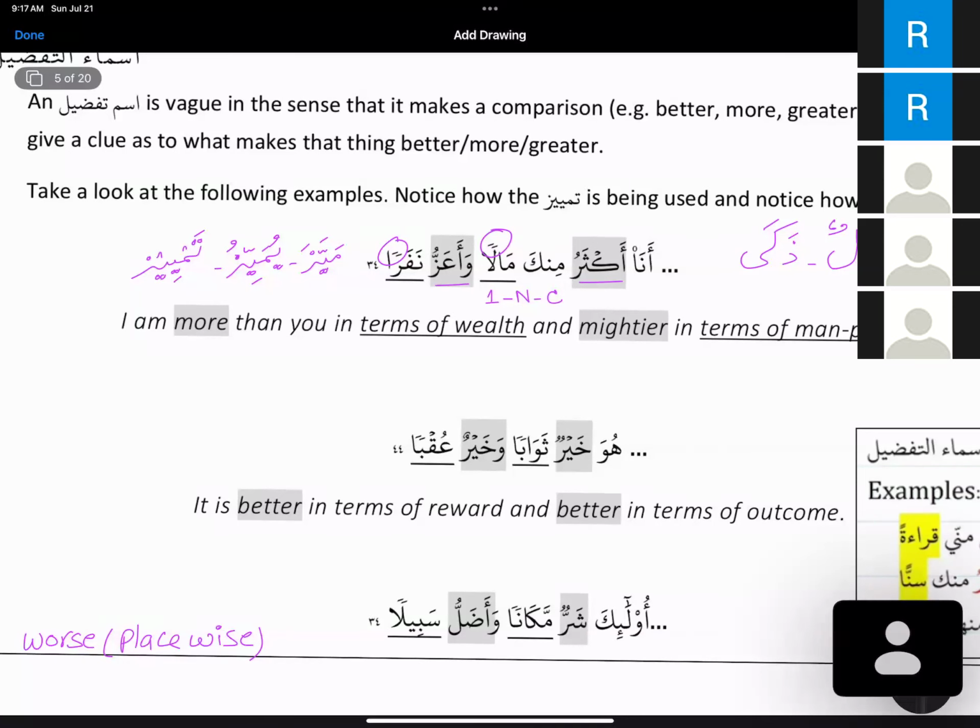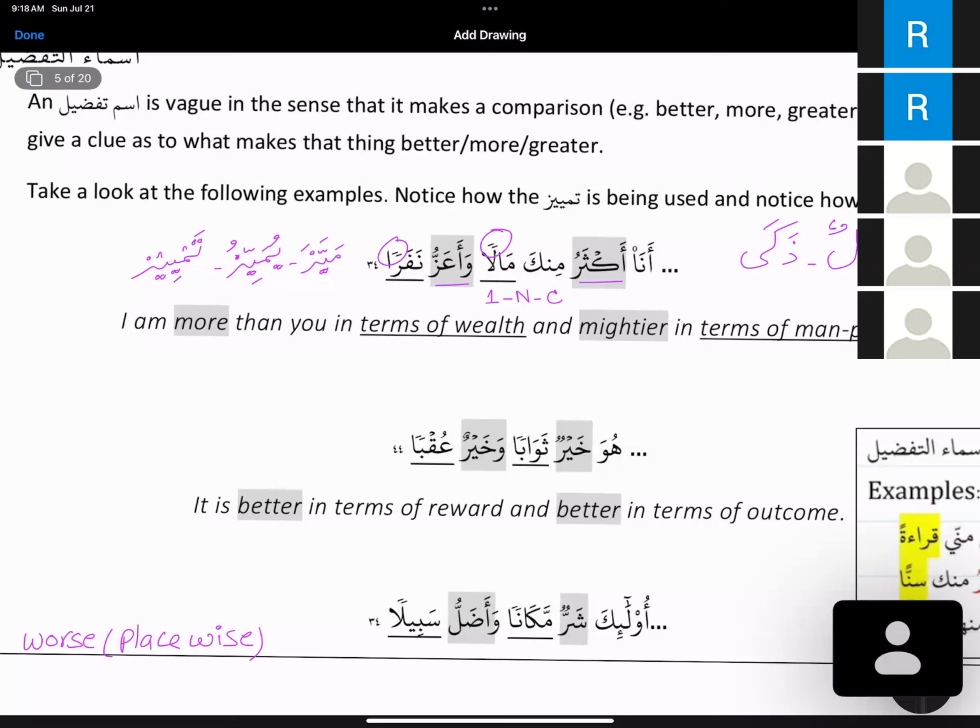Okay, then the next example, it says huwa khayrun. Now khayrun is also an ismu tafdil. It has a weak letter in it, so that's why it doesn't look like aksaru, but it is an ismu tafdil. So huwa khayrun, it is better.